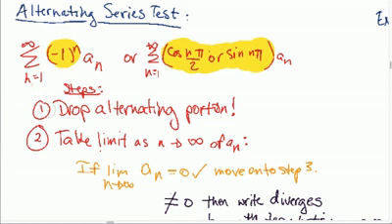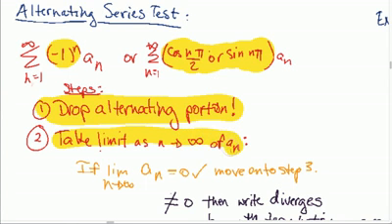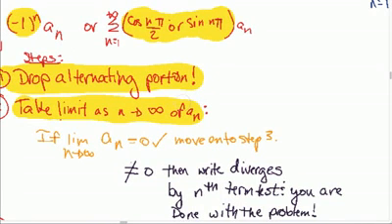So what are the steps? Once you recognize it as an alternating series, you drop the alternating portion right away and just look at the a sub n. Take the limit of that a sub n as n approaches infinity. If it equals 0, you've met the first condition of the alternating series test.